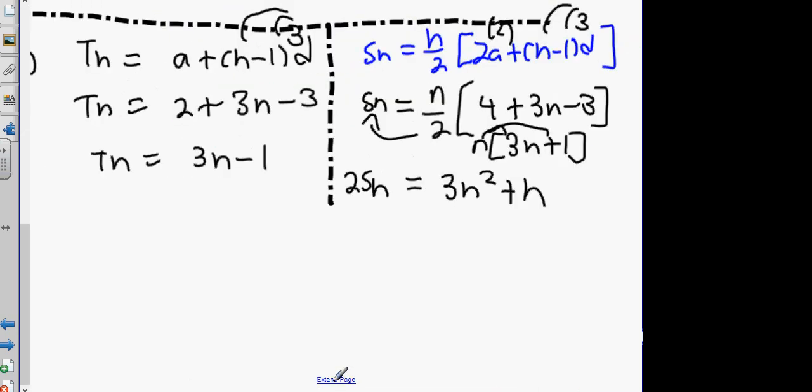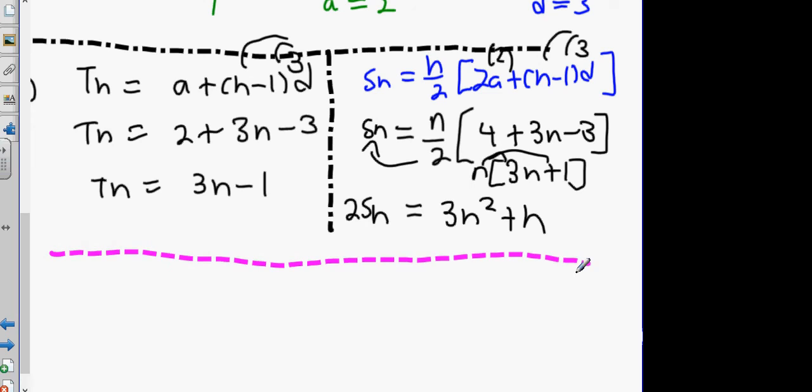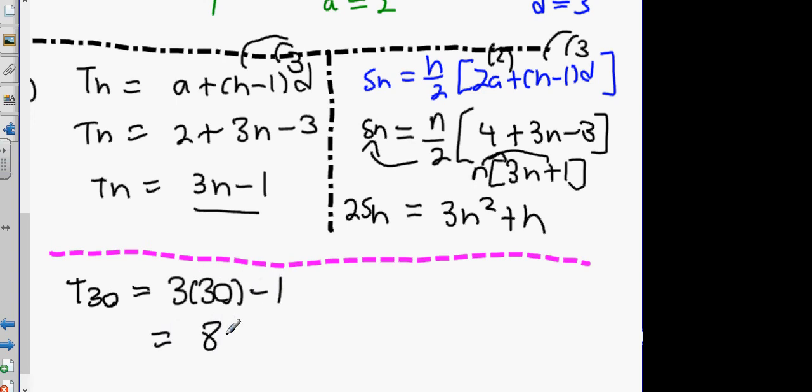Finally, we're going to be asked for T30 and S30. Can anybody in the class tell me the difference between T30 and S30? T30 is a plus 29d. It's just one number, while S30 is the first 30 numbers added together. Okay? So, lads, T30, simply replace n in 3n minus 1 with 30. So you're going to get 3 times 30 minus 1. T30 is 89. Okay?